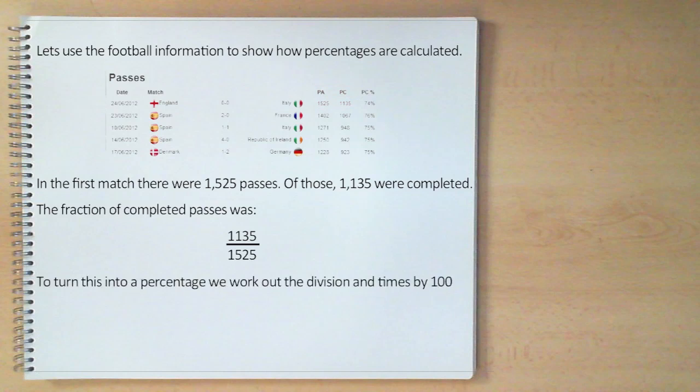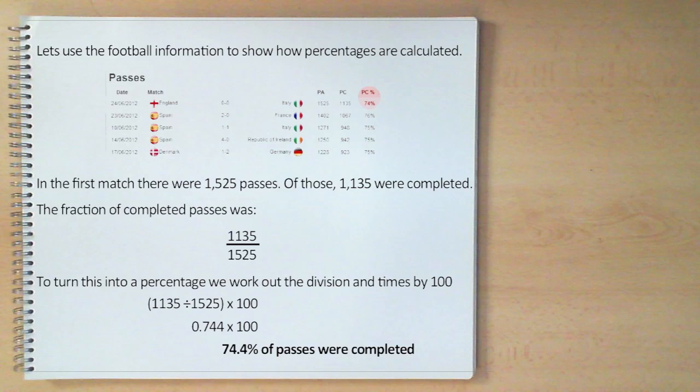So the fraction of completed passes was 1,135 divided by 1,525. To turn this into a percentage, we do the division and we times by 100. So we do 1,135 divided by 1,525, and then we times that by 100. The division sum there is equal to 0.744. We times that by 100 and we get 74.4% of passes were completed. And if you look at that table, you'll see that that's the lowest percentage of that group of games, quite possibly because England were involved and brought down the average a little bit.